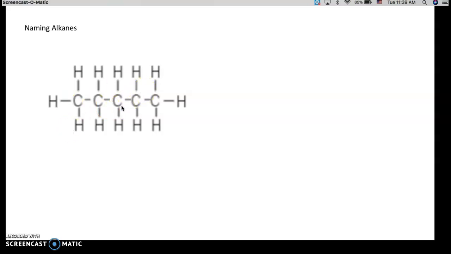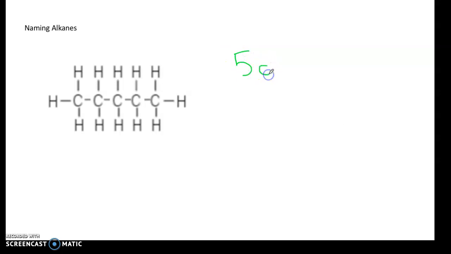Because we're dealing with alkanes and single bonds, there's no need to really number the carbons. So we're just going to count to see how many carbons we have. We have 1, 2, 3, 4, 5. We have 5 carbons. My hydrogens are not important. Why? Because when it comes to hydrocarbons, we name them based on the carbons, not the hydrogens.